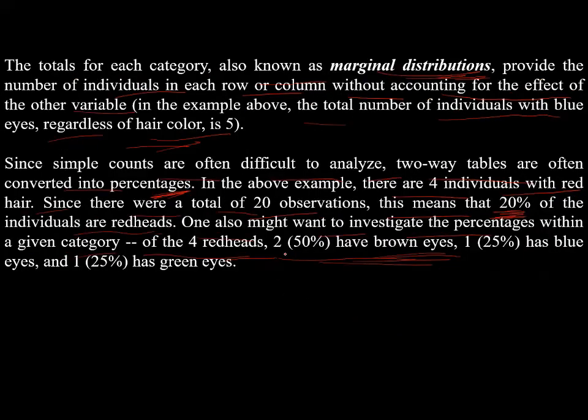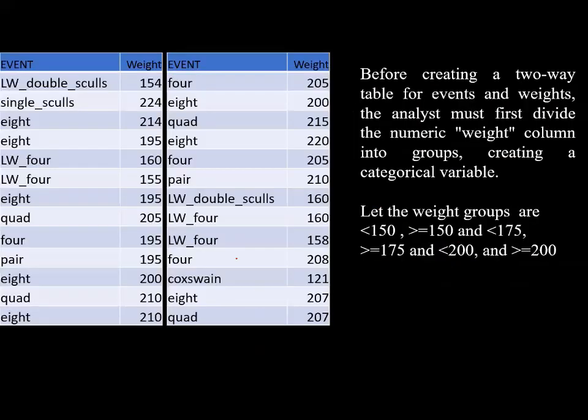So this is how even percentages also can be represented. Now, for example, let us take an example, my dear friends. There is a table called event and weight. Now I want to have weight as a categorical variable. I want to divide the weight.